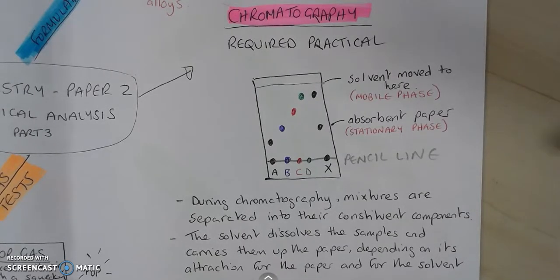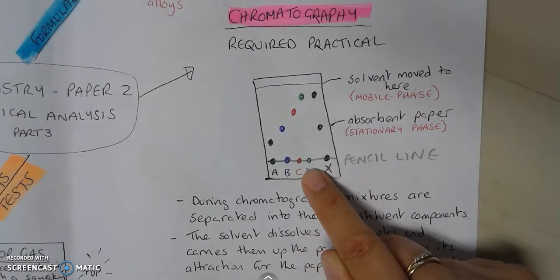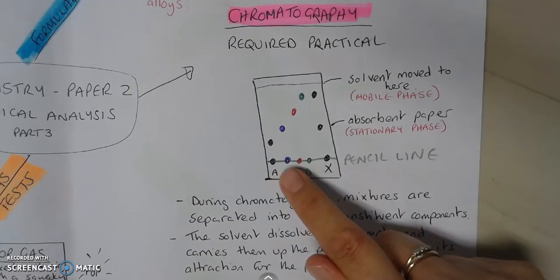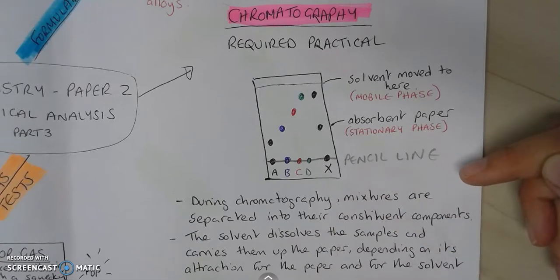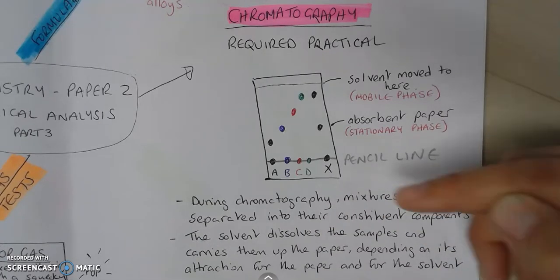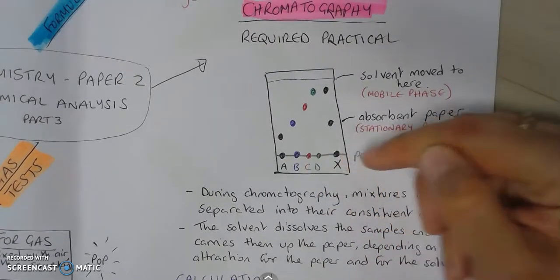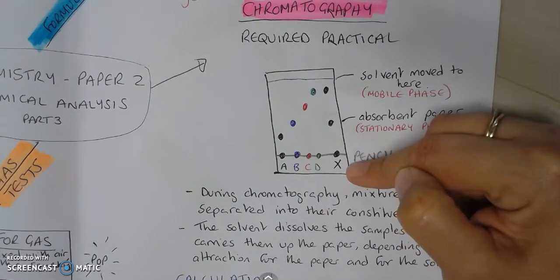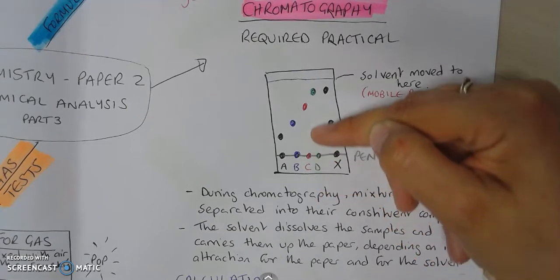When we're looking at chromatography, first of all, you must always make sure that this is a pencil line at the bottom that you use. And the reason for that is because if I used pen, the ink would dissolve in with the samples that I'm trying to test, and that would give me a false result. So I put my pencil line at the bottom, I put my sample dots on the line, and then I dip the bottom end of this paper into some water. The water then drags up the paper.